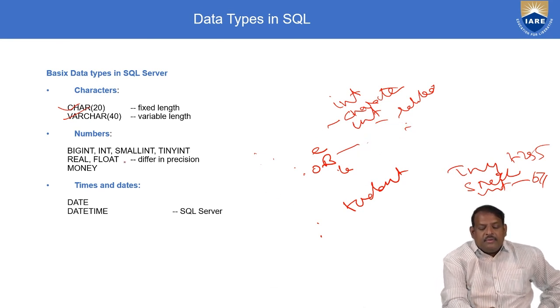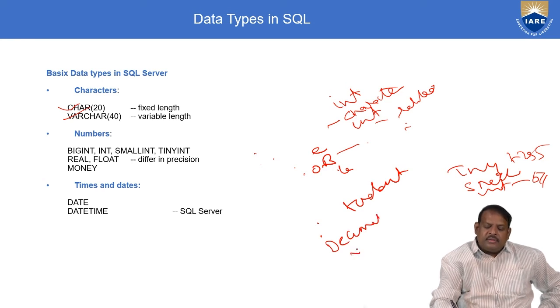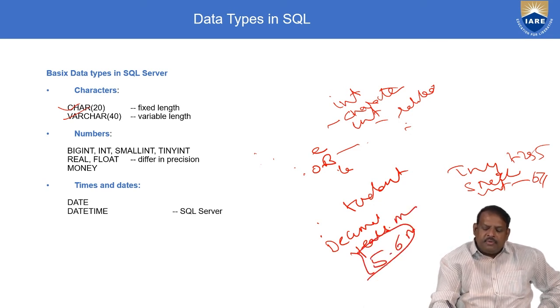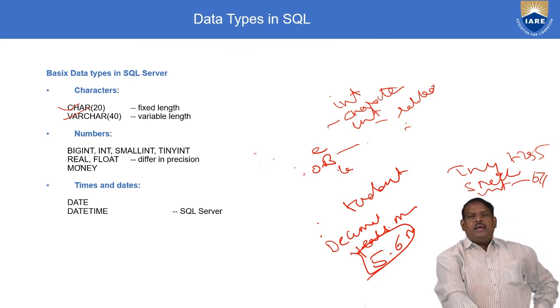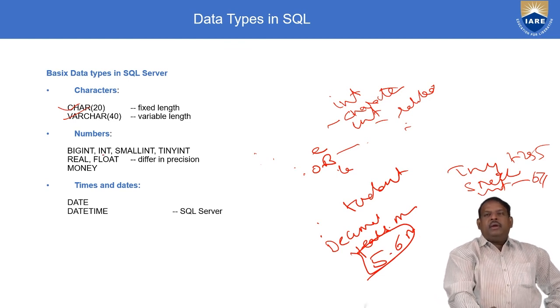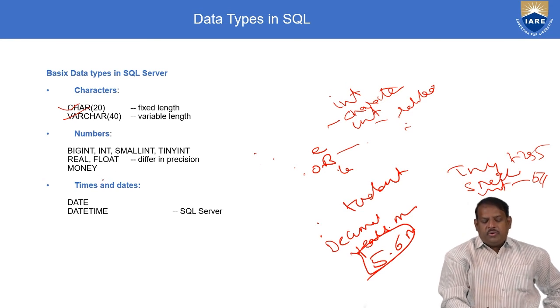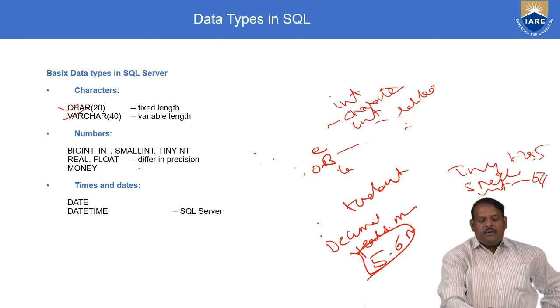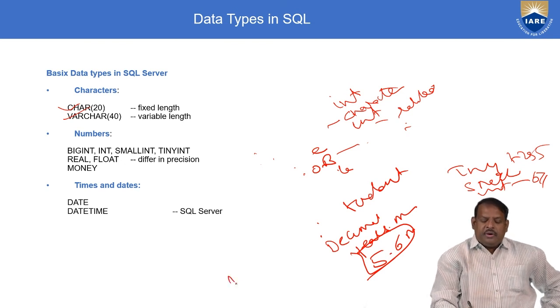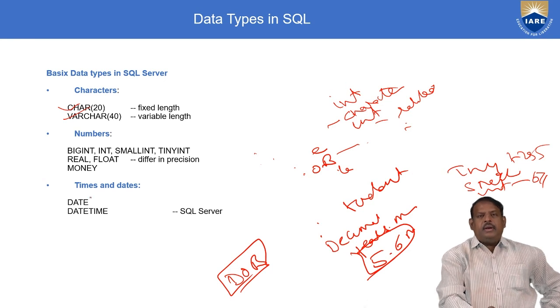We also have money, real and float. Float is used to store decimal values. Suppose you want to store years and months, say 5 years, 6 months. If I want to store this type of data, I have to use real or float. To store money formats, you have to use the money data type. For dates, we have date and datetime. To store your date of birth, I have to use the fields related to date and datetime.